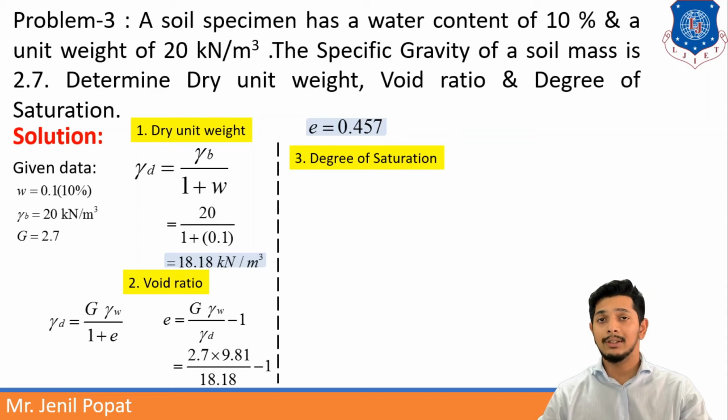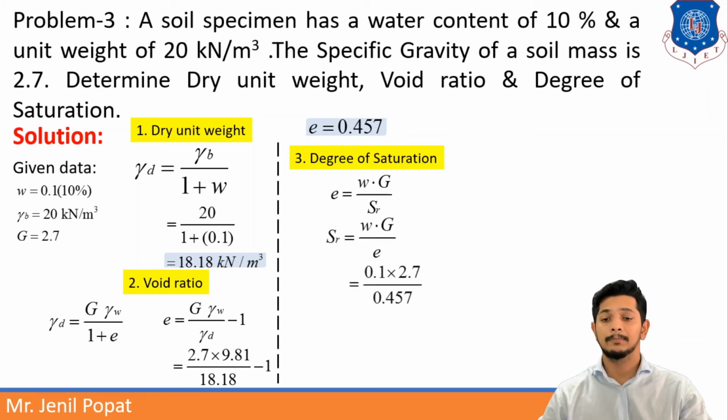So I got the void ratio, and last thing is degree of saturation. For degree of saturation, I am going to use the formula E is equal to Wg upon Sr. Here I have E void ratio now. I was having W before and G before. Let us put all the values and find out Sr here. Sr is coming out as 0.5908. I can write it in percentages 59.08 percentage. So that's it for this problem.